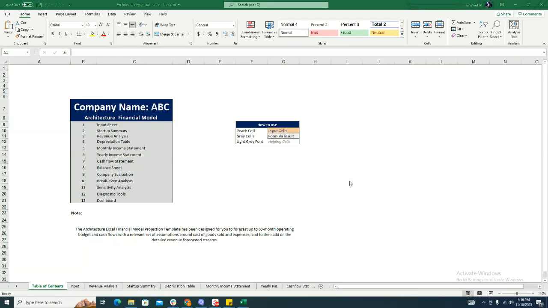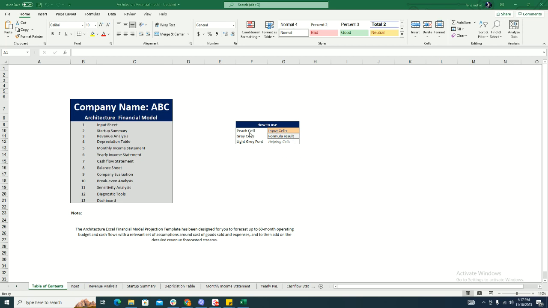Today we have brought you another financial model. This one is an architecture finance model. This template basically goes up to 60 months of forecasting of income statement, cash flow statement, and balance sheet, as well as its detailed revenue streams.